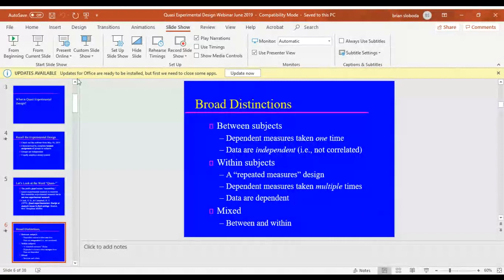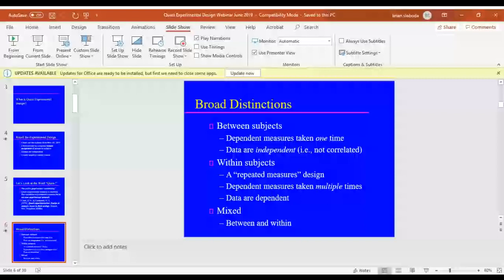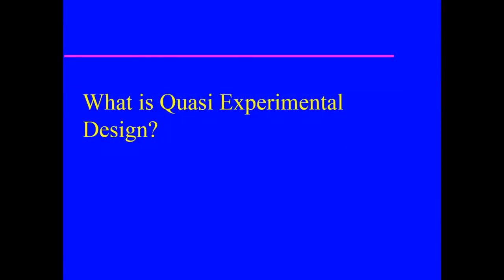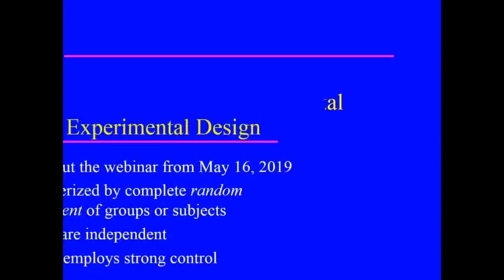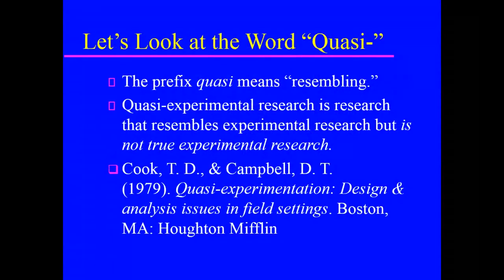Brian, sorry, can you move to the next slide? Because we are still seeing the slide that says broad distinctions. So we only see that one. I did it. Is it assigning subjects to groups? No. So let me share my screen, because now I can share. Hold on. Okay. Can you see it now? Yes, this is the experimental design. Thank you.